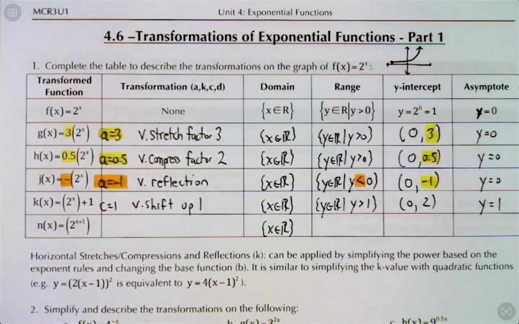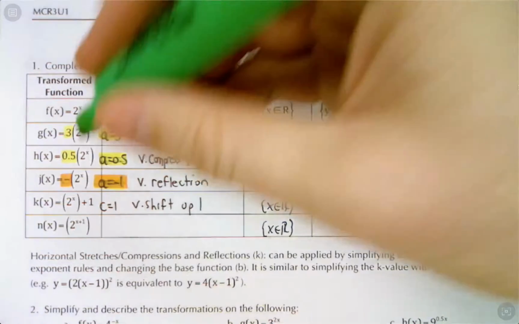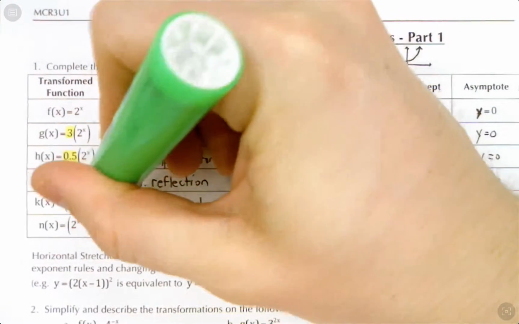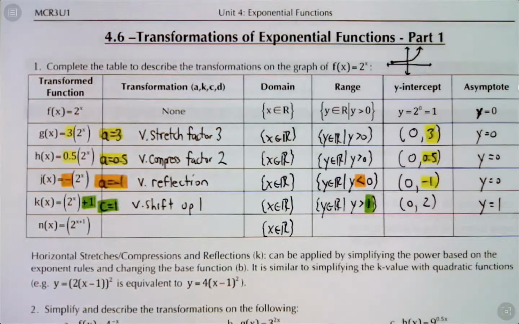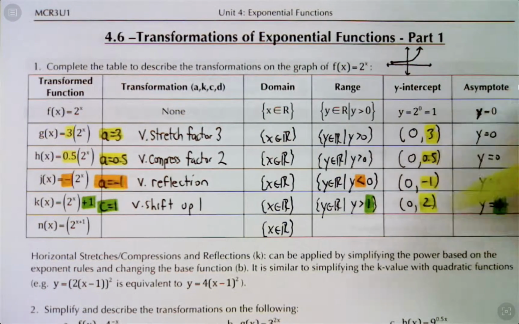So the c value actually has a pretty significant impact. Shifting the graph up or down changes the restriction on the range because it changes the asymptote. And also the y-intercept changes. Boy, basically every time we do a transformation, the y-intercept changes.